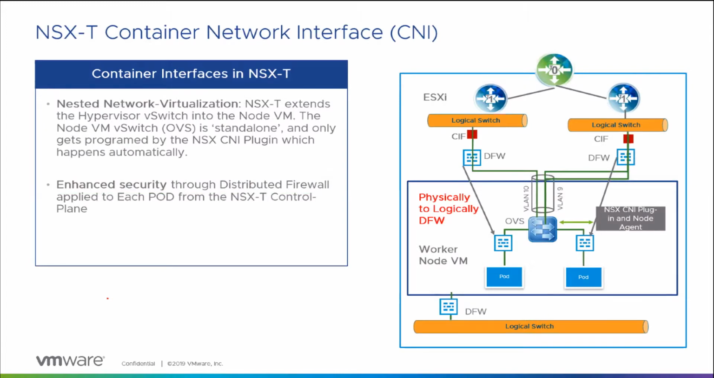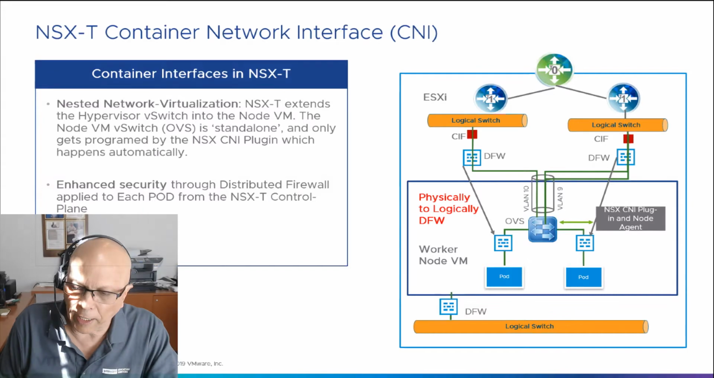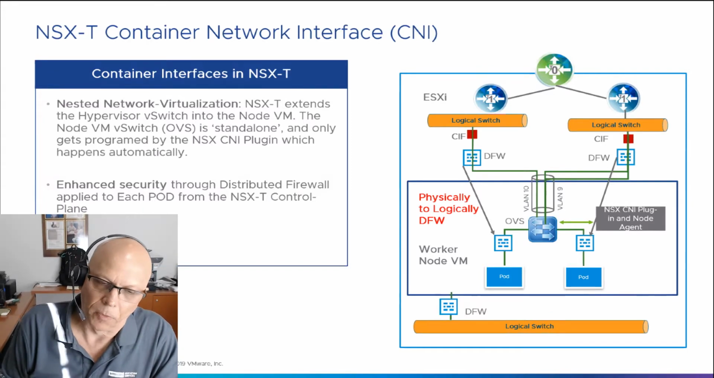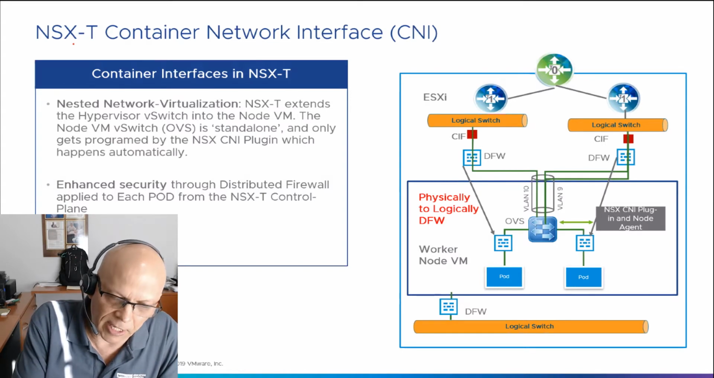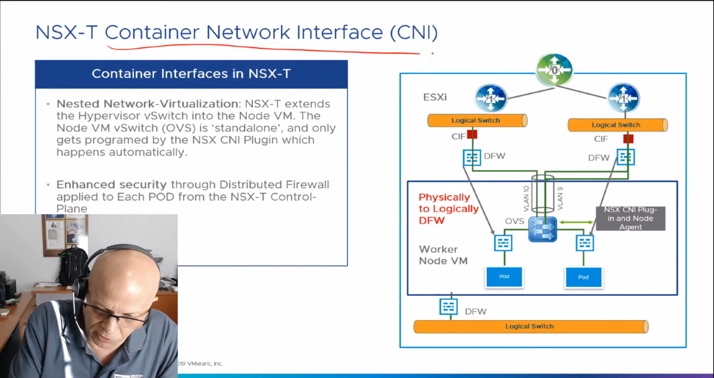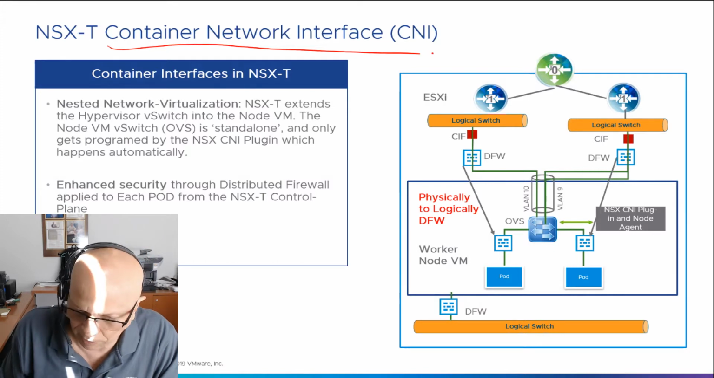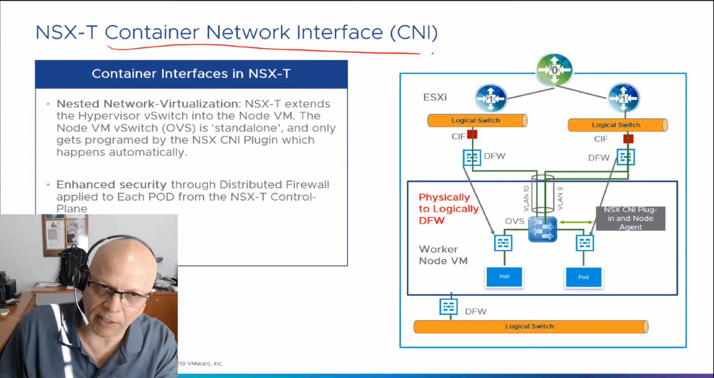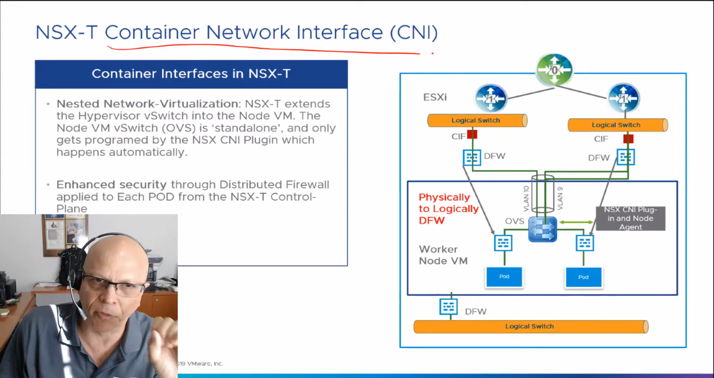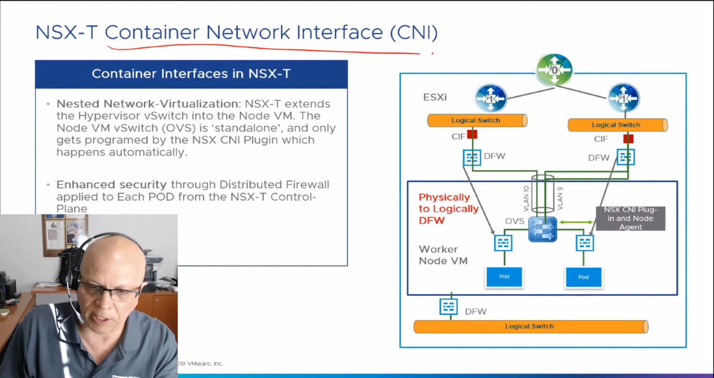So how does this actually look architecturally? Architecturally, when you do Enterprise PKS, NSX-T is implementing the Container Networking Interface. The Container Networking Interface is a Kubernetes standard that allows any networking vendor to plug in their networking solution. NSX-T is implementing it using that same plugin architecture.